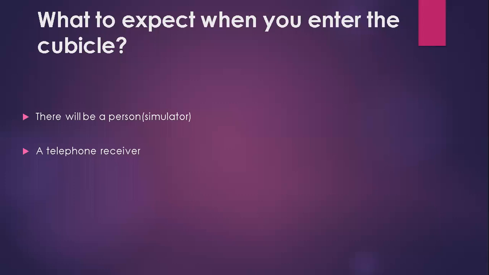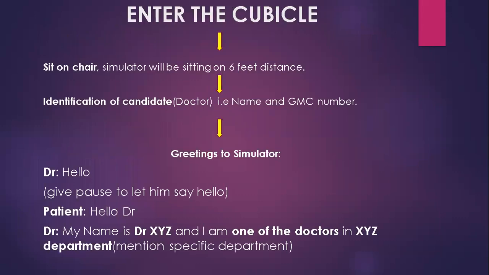So what you need to do when you enter the cubicle, just go inside, close the door, sit on the chair. There'll be a simulator sitting at a 6 feet distance from you. Maintain that distance. First of all, you will have to tell your name and the GMC number as your identification for the examiner. And you don't need to say it in a complete sentence. For example, my name is John Smith and my GMC number is 123456. No need to waste a few seconds on that. Just say John Smith 123456. You are done with your identification for the examiner.